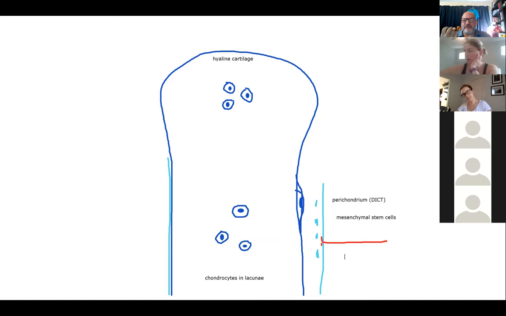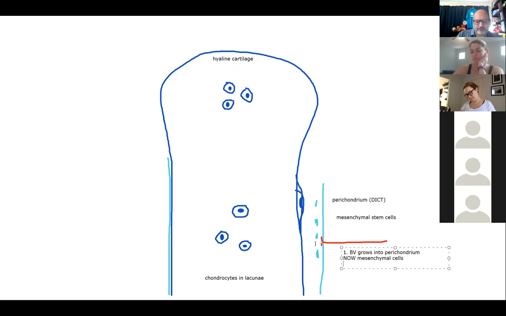So the very first thing that disrupts this process is a blood vessel growing into the perichondria. That brings new chemical signals and changes the environment. And those mesenchymal cells, which are pluripotent, now start making something different. Whereas before, the mesenchymal cells were dividing to produce chondroblasts, now our mesenchymal cells divide and make osteoblasts. Exactly, they divide and make osteoblasts.